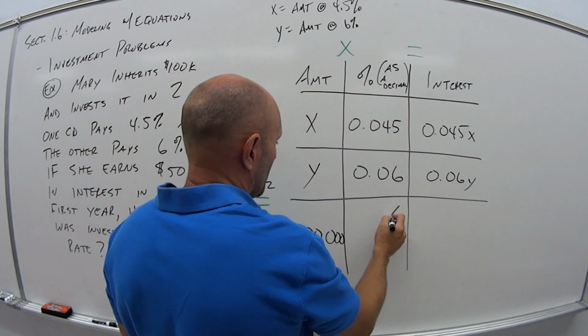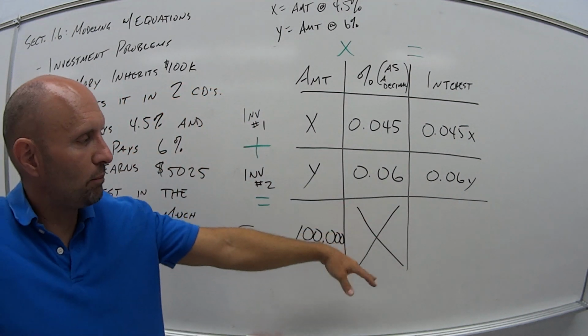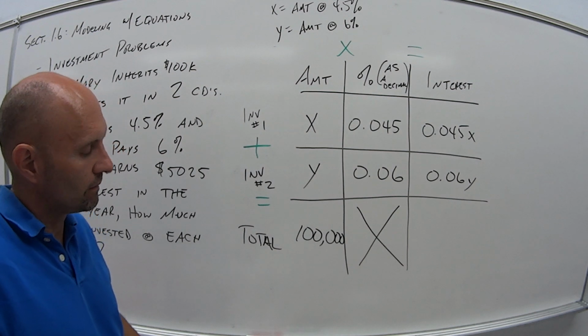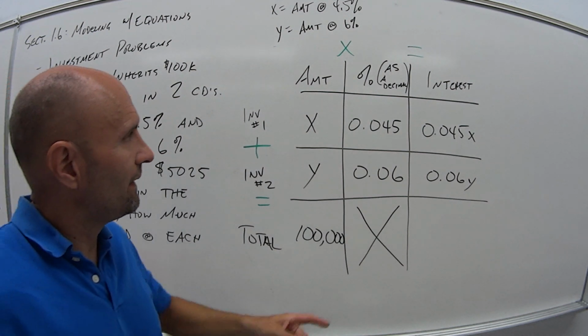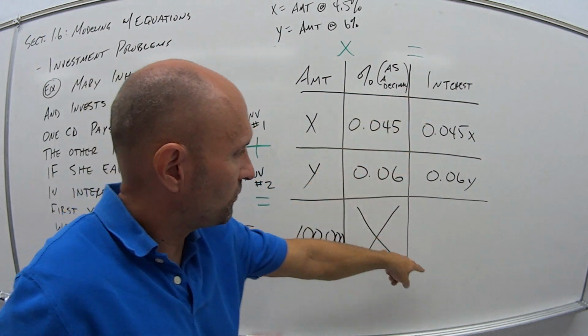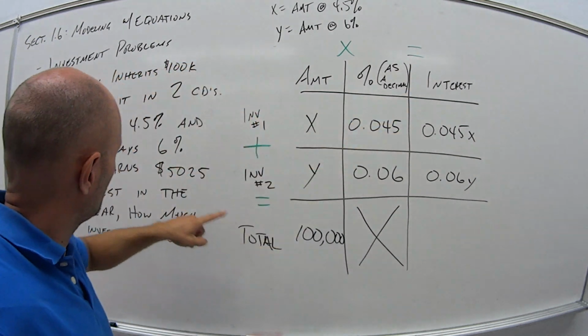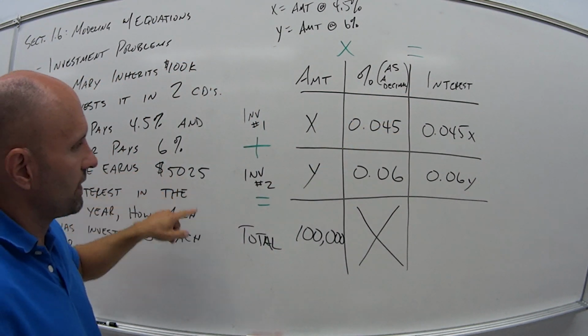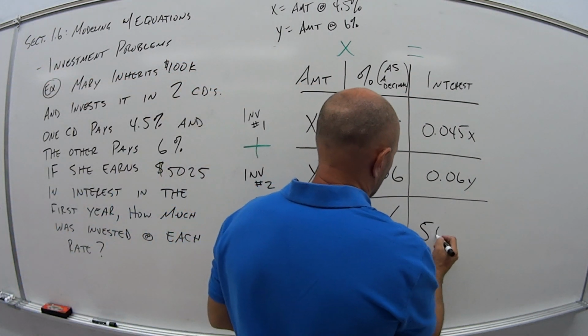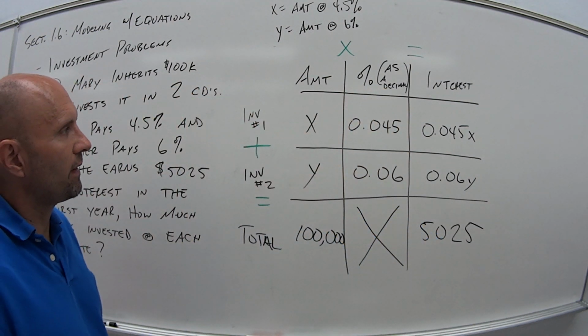For my investment problems, this box, we just put a big X in it. It doesn't get anything put in there. And then lastly, this box down here, well, what does it tell me? It's the total interest. What was my total interest? 5,025. So that's what goes into that box.